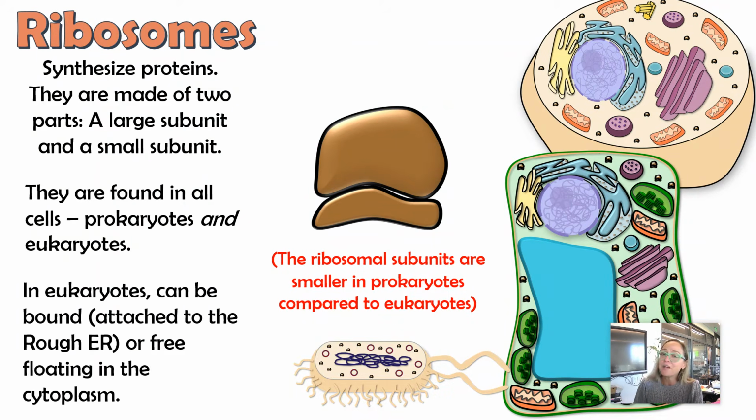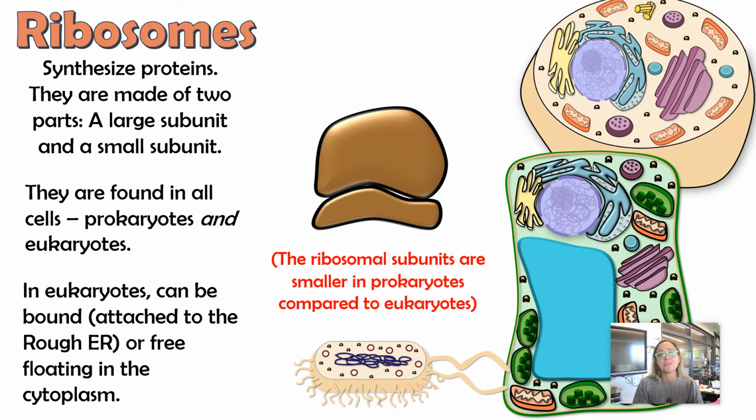Now, I also want to point out that in eukaryotes, the ribosomes can be found in two places. They can be free floating within the cytoplasm. You can see in both my pictures little brown dots spread throughout the cytoplasm, or the cytosol, and they are bound to the rough ER. In both my pictures, you can see the little brown dots attached to the rough ER. Those are ribosomes embedded within that lipid layer, that lipid bilayer of the rough ER.